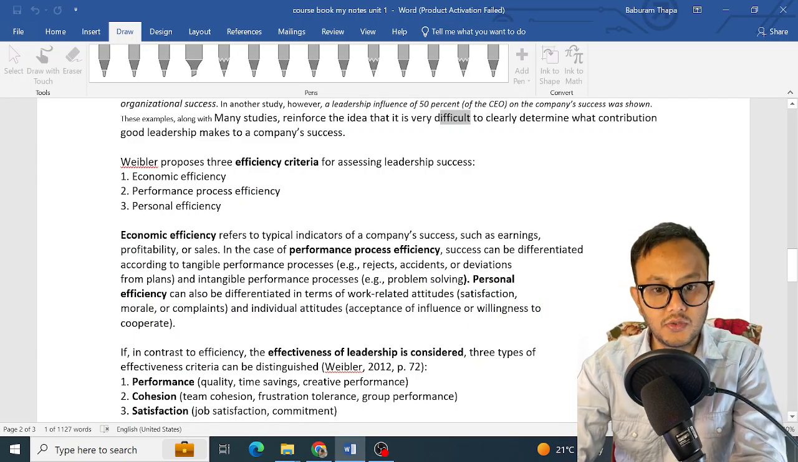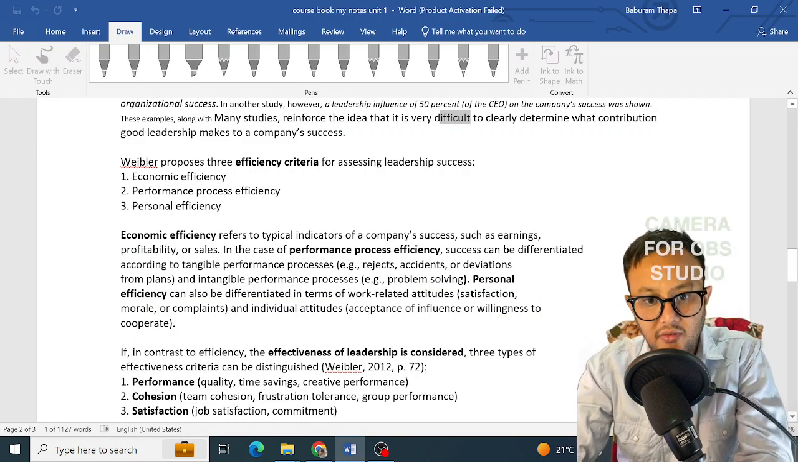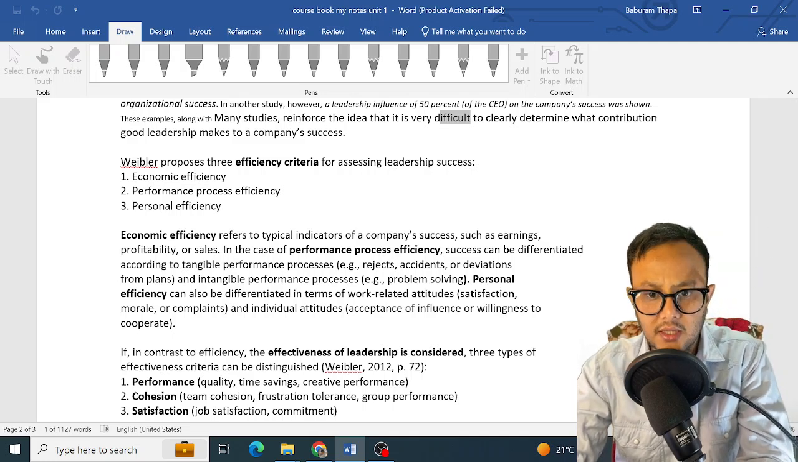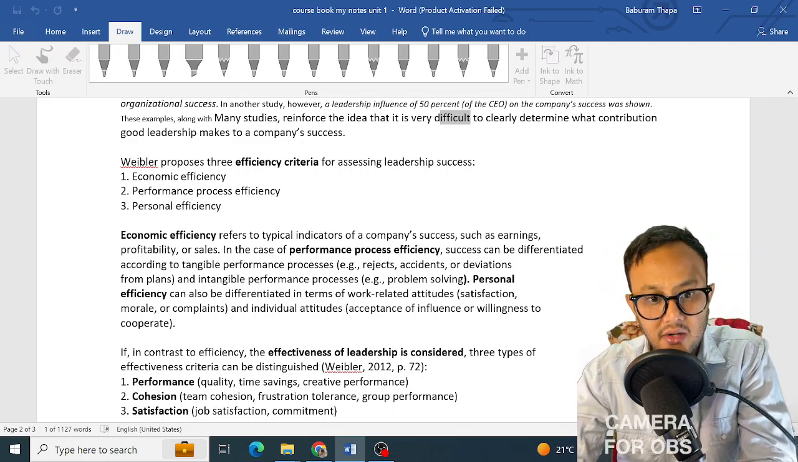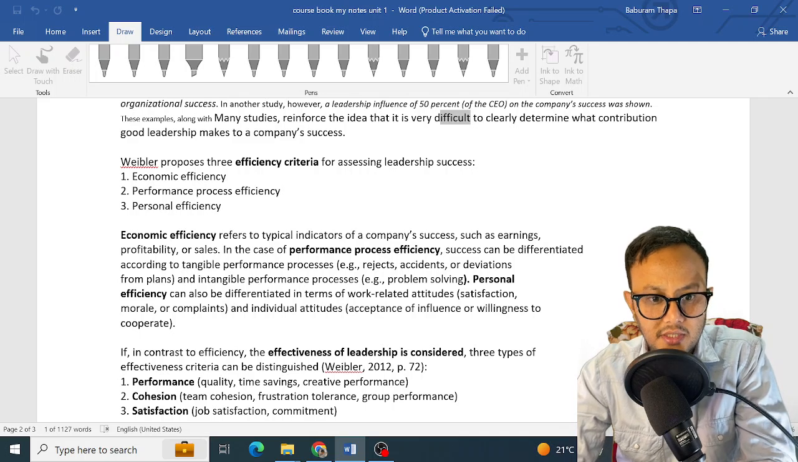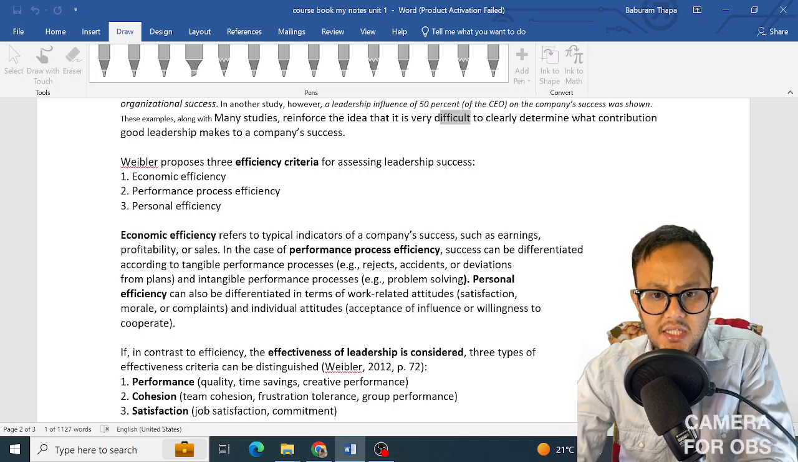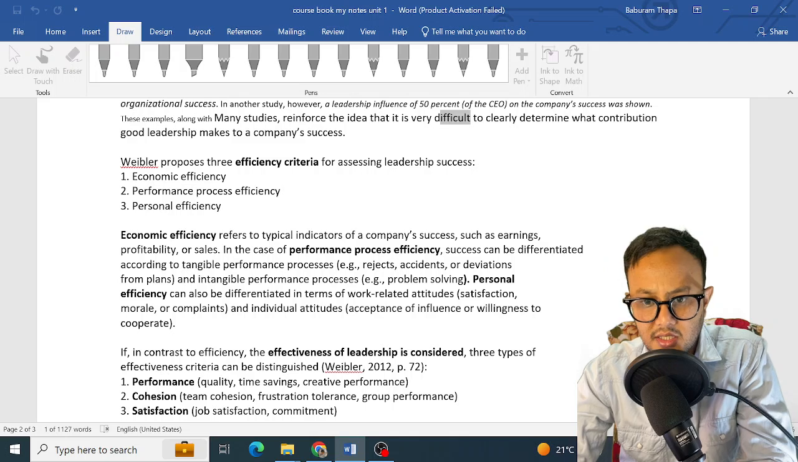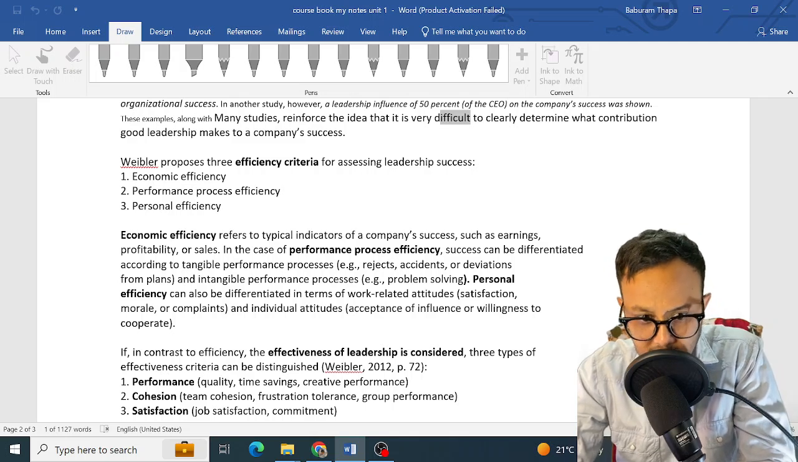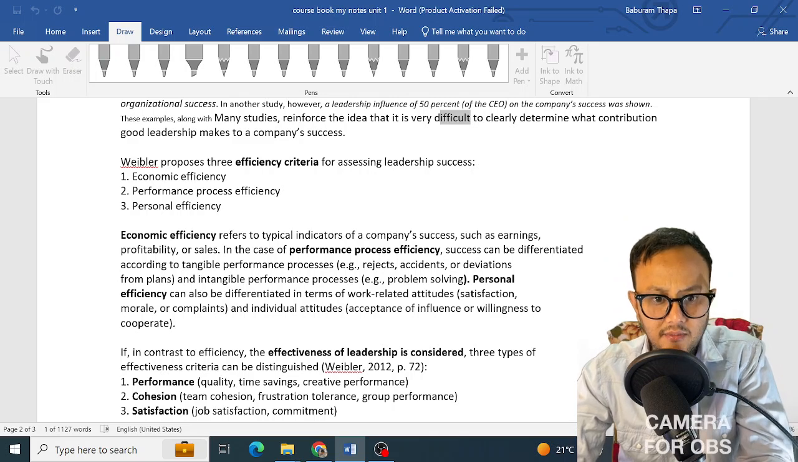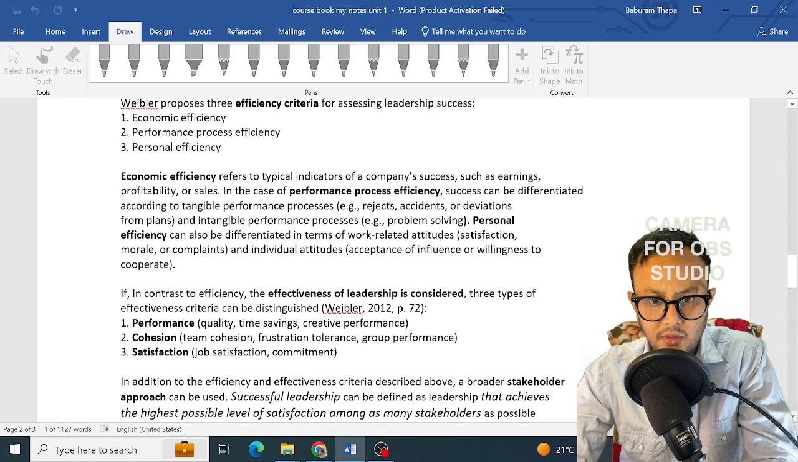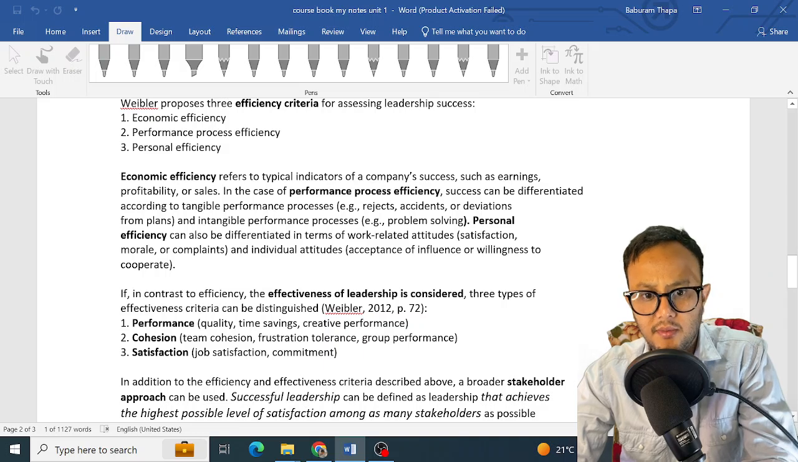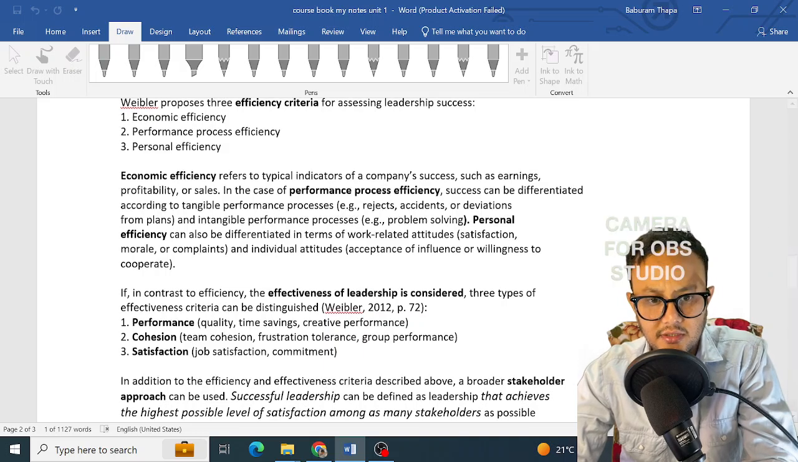So Vebler proposes 3 efficiency criteria. Many studies reinforce the idea that it is very difficult to clearly determine what contribution leadership makes to a company's success. So Vebler proposes 3 efficiency criteria. What are the 3 efficiency criteria for assessing leadership success? The first is economic efficiency, the performance process efficiency, and the personal efficiency. Okay, what are these criteria? Economic efficiency, performance process efficiency, personal efficiency. Let's see one by one.